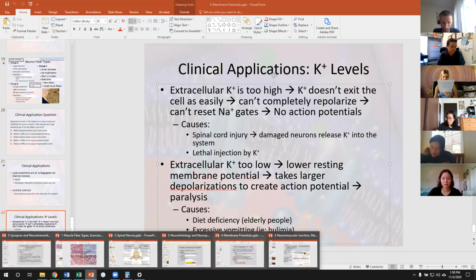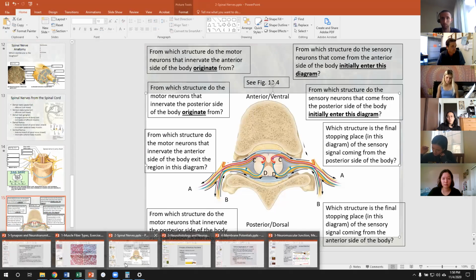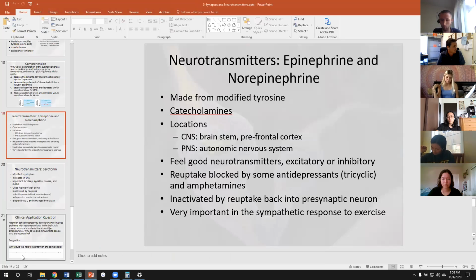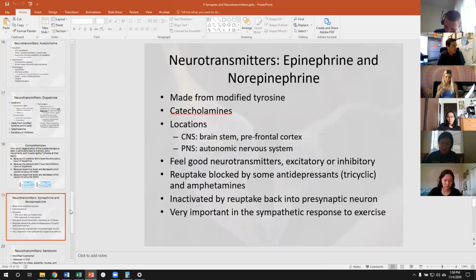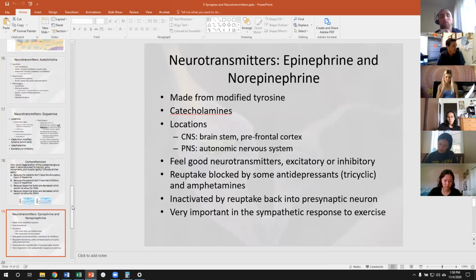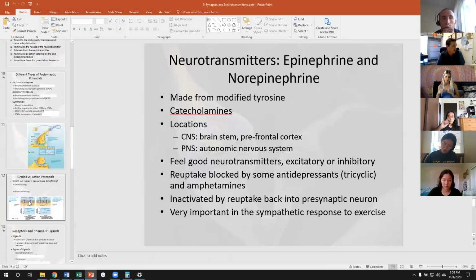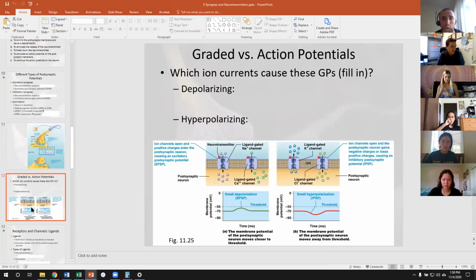Can we go over the graded versus the action potentials? I'm just a little confused about that section. I think it's towards the end. Yeah, you're thinking from this stuff here?